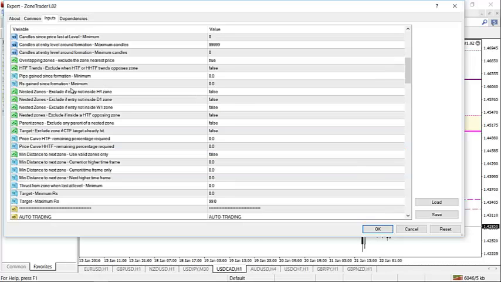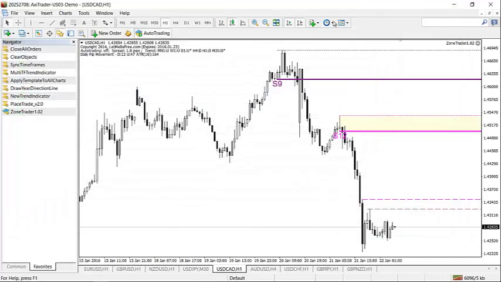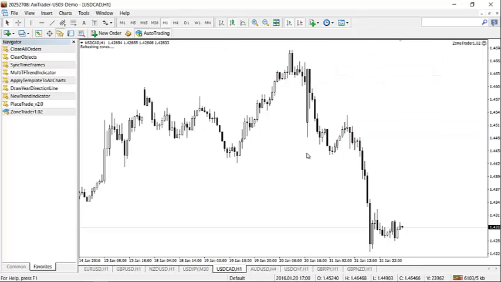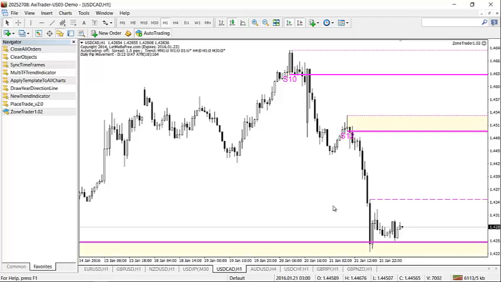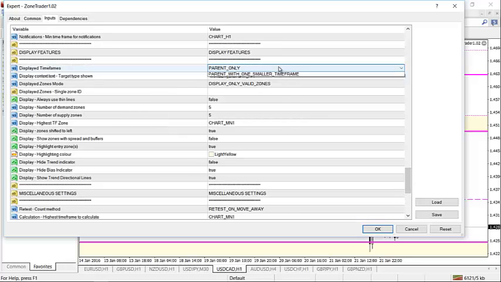So nested zones, we can exclude a zone if it's not inside a 4-hour zone. So generally this will always apply to zones which are on a time frame less than the 4-hourly, obviously. So let's see if we can see a 1-hour embedded into an H4 zone. In H1 zones, so I'll just change the setting to display the H4 zones as well, or the higher time frame zones as well.